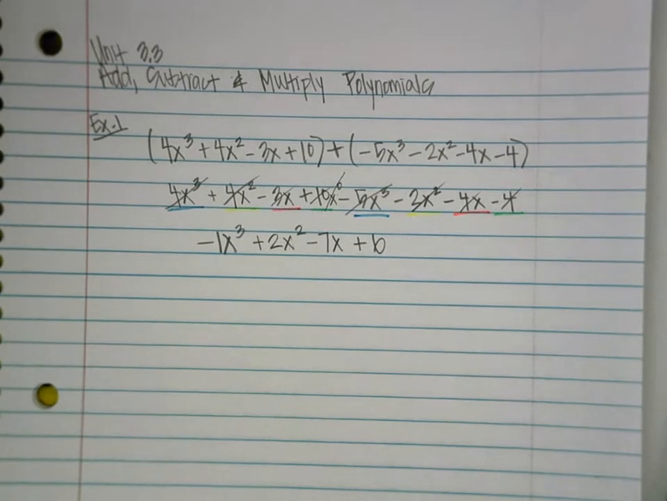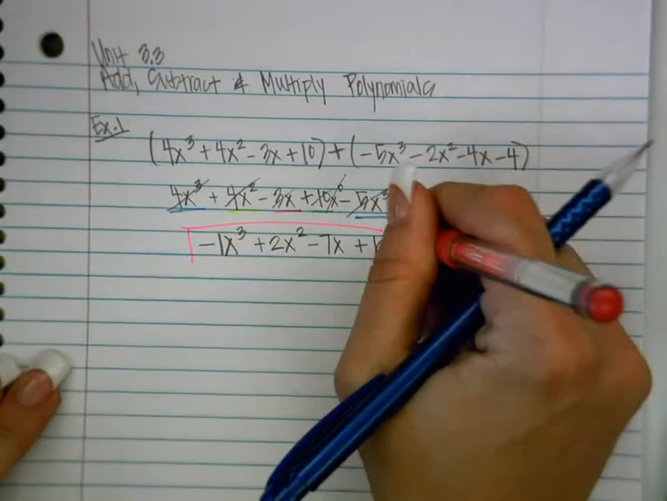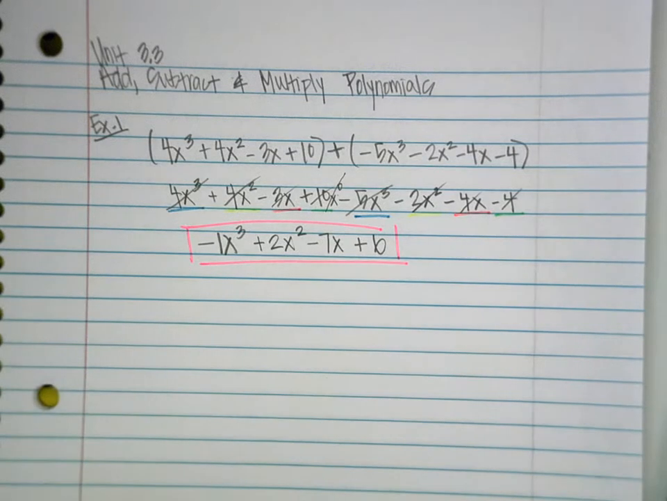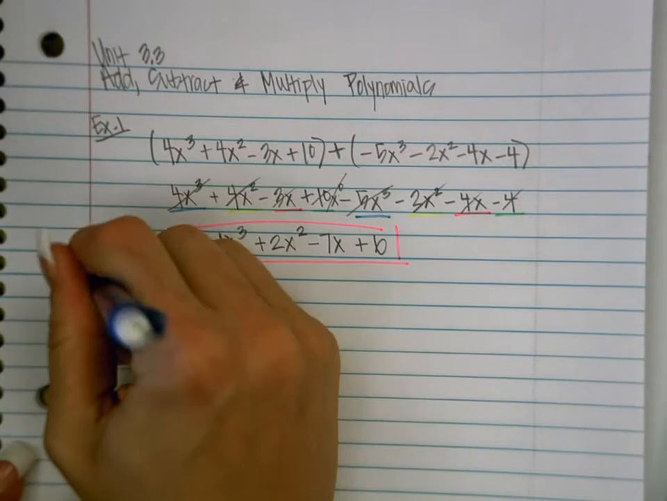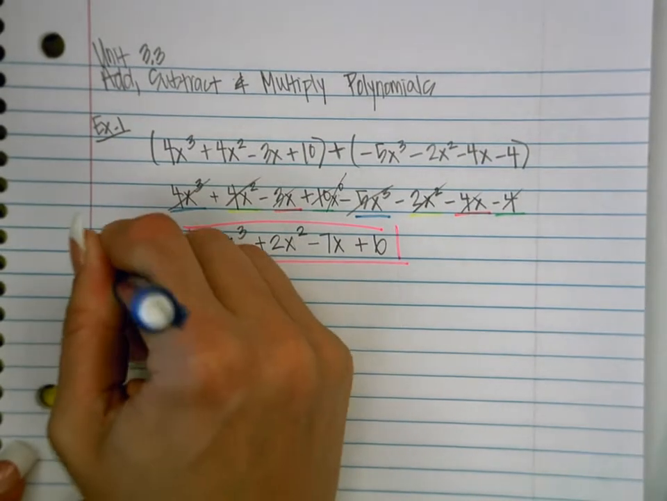Okay, so that's your answer. So the first part of your homework is just this. Just combine like terms. Okay, next one. So that's adding together polynomials.